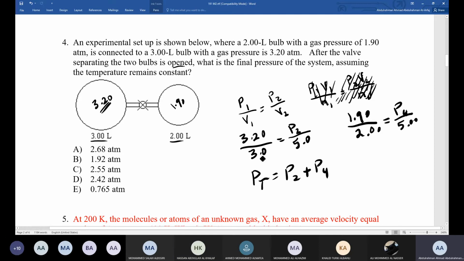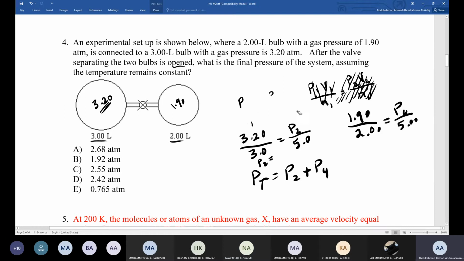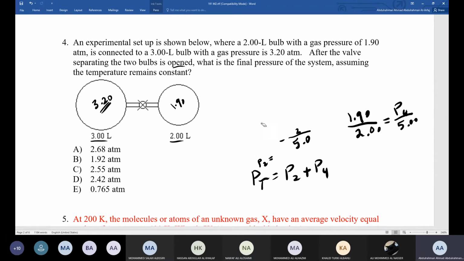What's P2? Can you tell me what's P2? Doctor, I think the equation is wrong. Isn't it supposed to be P1V1 equals P2V2? Sure. I'm doing so many mistakes. All of this is nonsense, of course. That's for temperature. So yes.